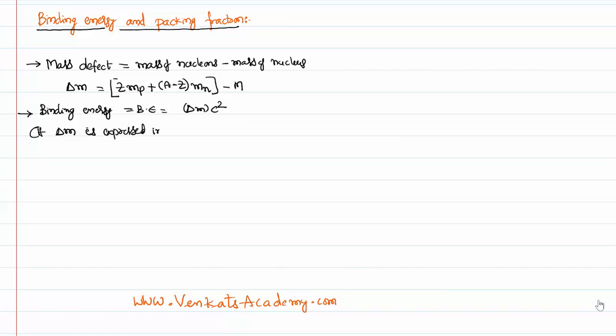expressed in atomic mass unit, we know that 1 AMU has an energy equivalent to approximately 931.5 million electron volts. That implies binding energy, if mass is in AMU, is delta M in terms of AMU multiplied by 931.5, so the entire answer becomes automatically million electron volts. This is what we have discussed even in the previous video lesson also.